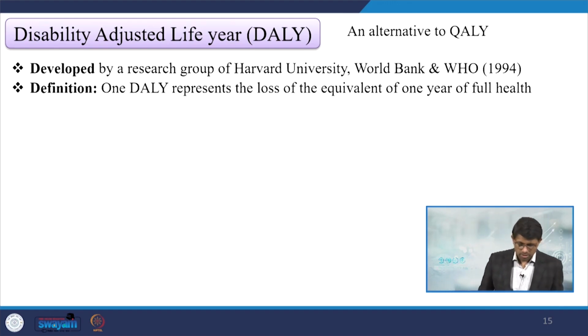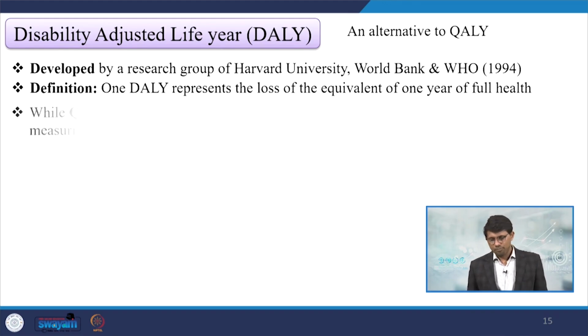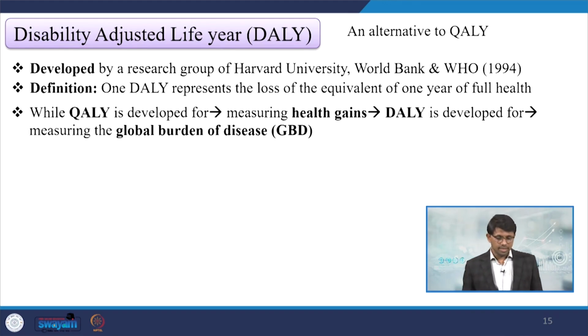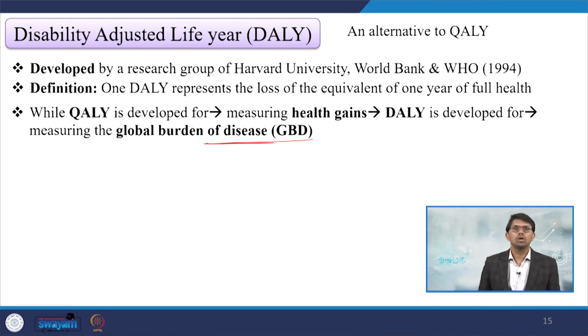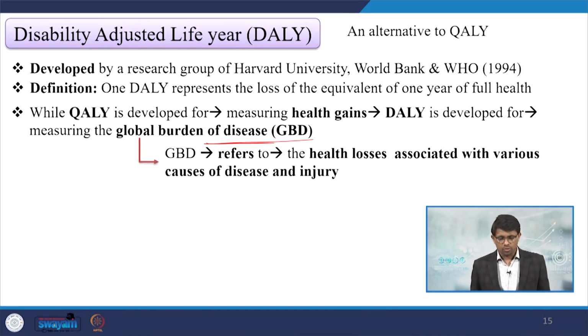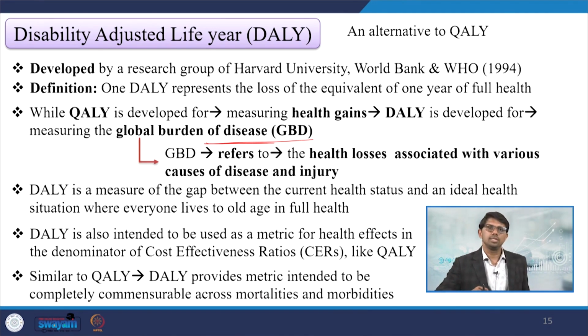So, the loss of the equivalent of 1 year of full health means 1 DALY. While QALY is developed for measuring health gains, DALY is developed for measuring the global burden of disease, that is to be noted. So, GBD is emphasized, hence the loss of equivalent 1 year of full health is important so far as 1 unit of DALY is discussed. GBD refers to the health losses associated with various causes of disease and injury.